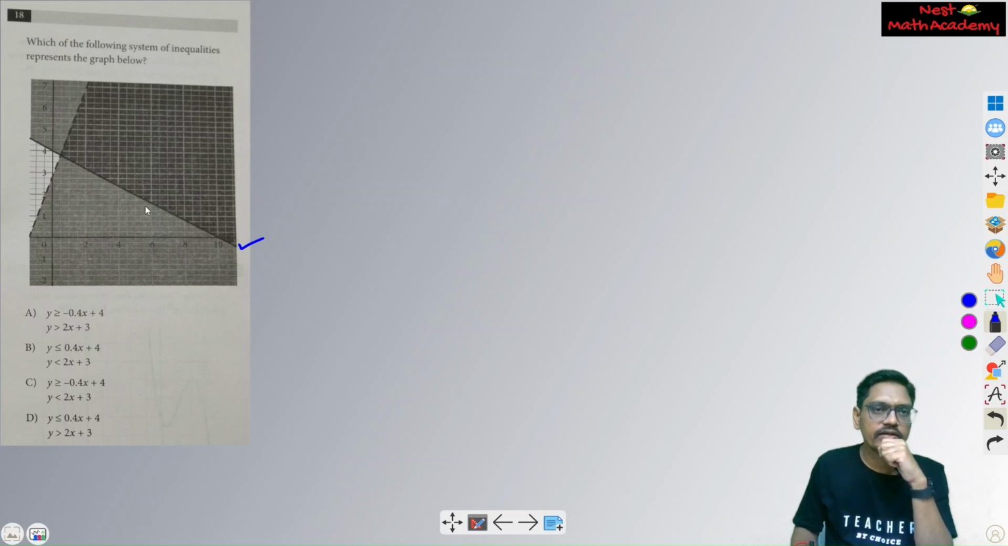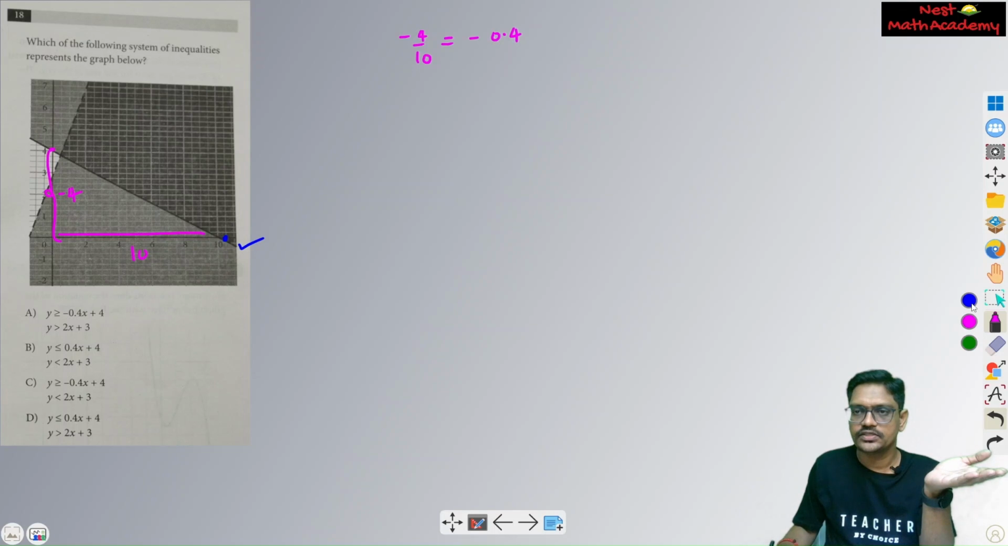Okay. So first look at this solid line. I think it may not be clear, but it is cutting at 10 here. Okay. And it's cutting at 4 here. So clearly we can see that the slope of this line we can easily find, rise over run. So -4 and this is 10. Clearly we can see that the slope is going to be -4 by 10, which is -0.4. So look for the lines which have slope -0.4.